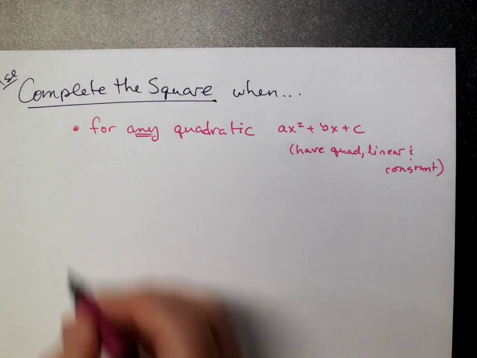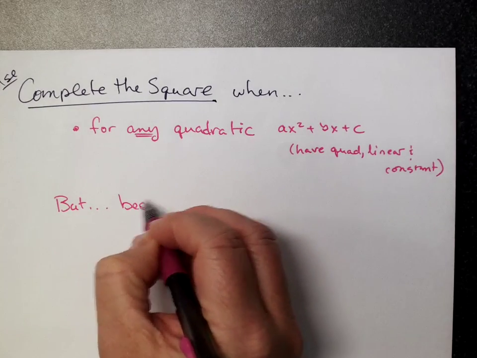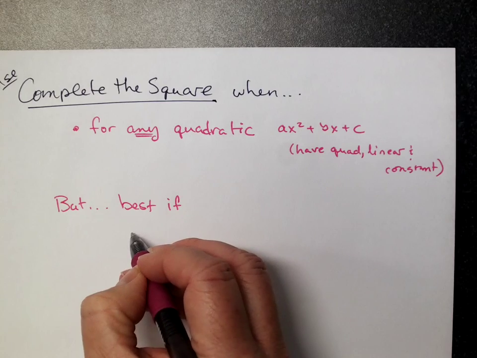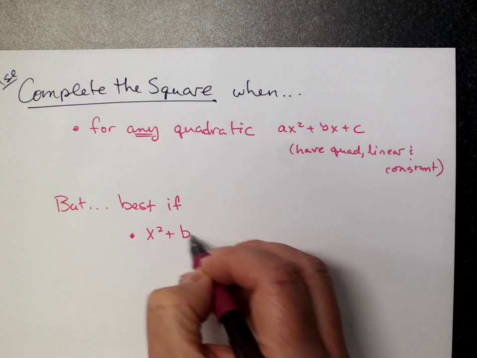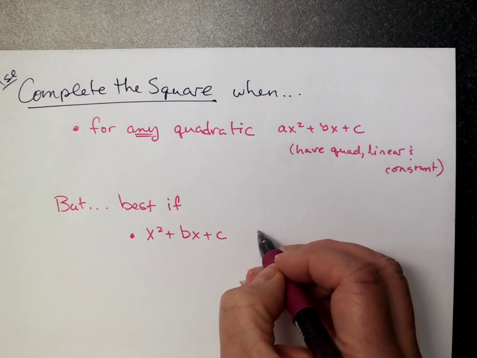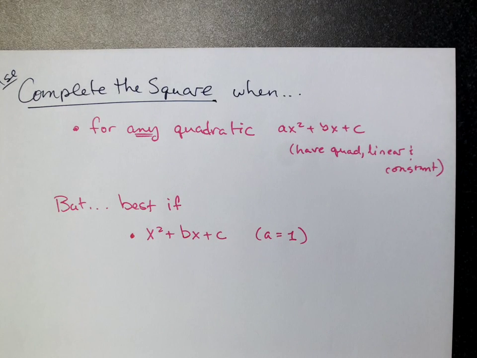However, it's best if you have these qualities. Okay? If you have x squared plus bx plus c, in other words, a is equal to 1. If a is not equal to 1, then you would have to divide it away. And then you end up a lot of times with fractions. Okay, we'll do an example like that on Tuesday, because fractions aren't that scary to deal with. But if you're choosing a method, it's best if a equals 1, so you avoid fractions.